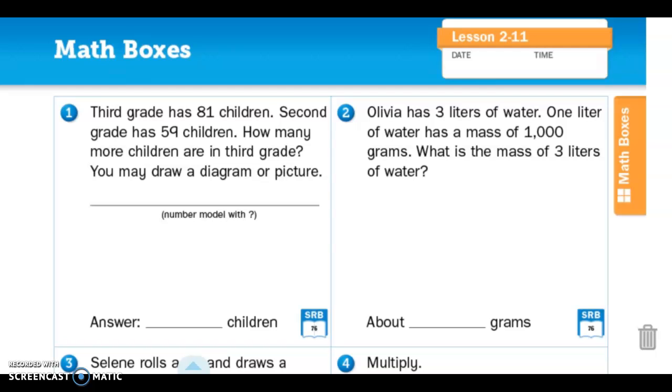All right, and last video of the day, math boxes. Number 1 says 3rd grade has 81 children. 2nd grade has 59 children. How many more children are in 3rd grade? You may draw a diagram or picture.